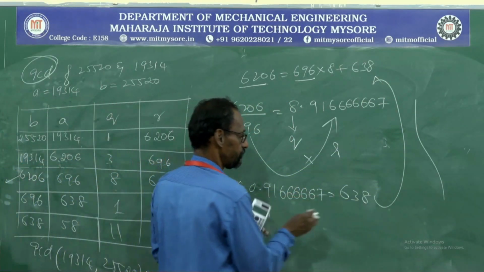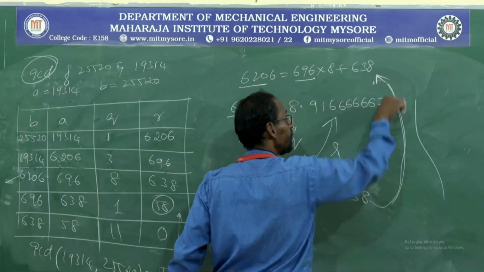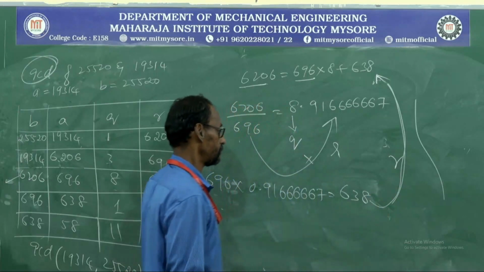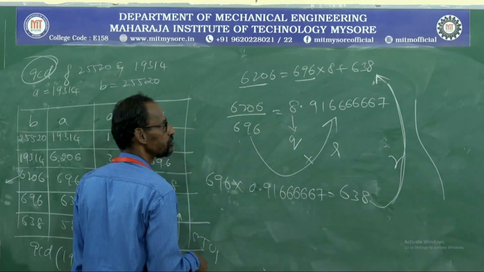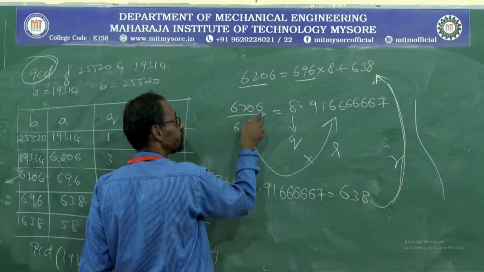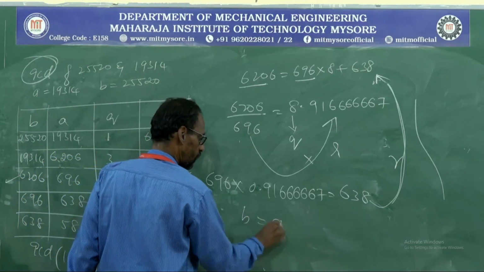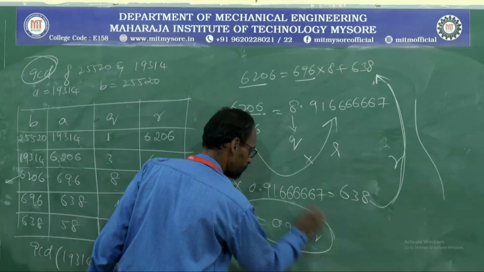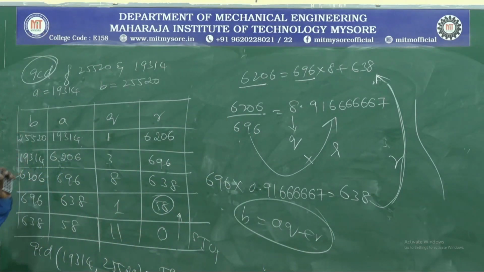638 is my R and 8 is my Q. 696 is A and 6206 is B. So I can write B equals AQ plus R. This is the easiest way using a calculator to get the R and Q values.